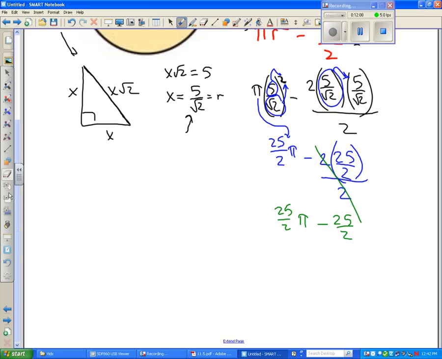Now it just comes down to typing this in the calculator. And I'm just going to type it in one swift move. 25 divided by 2 times pi minus 25 divided by 2. That is the area of 26.77. And the units we have here are inches squared.